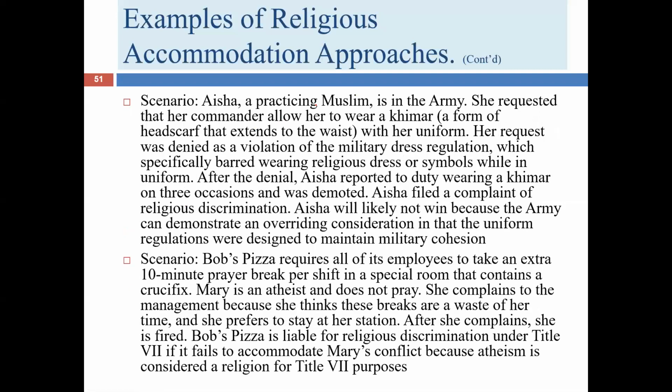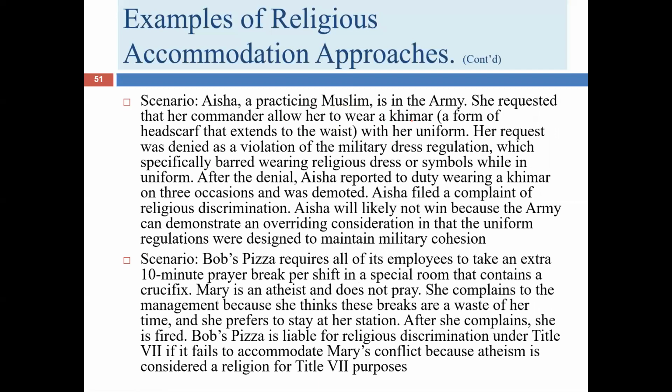Aisha is a Muslim. She works in the army. She's requested to wear a khimar, which is a headscarf, with her uniform. I may be mispronouncing this. I apologize if I am. Her commander says, well, no, you can't change military uniform appearance. You have to follow that.